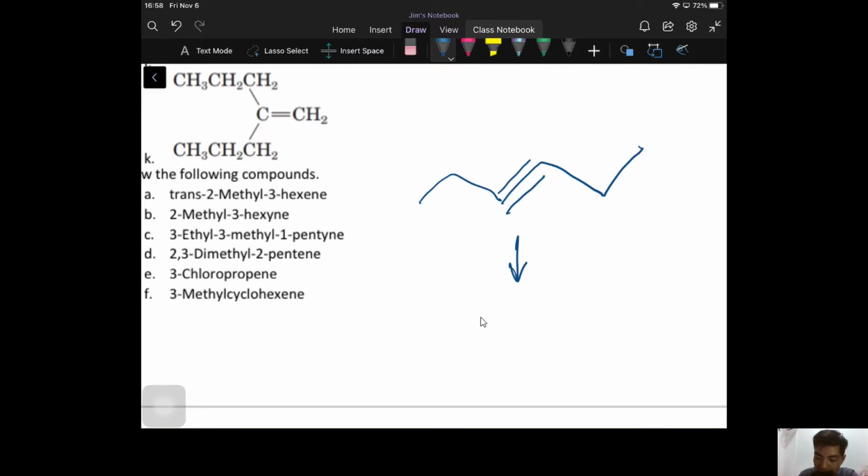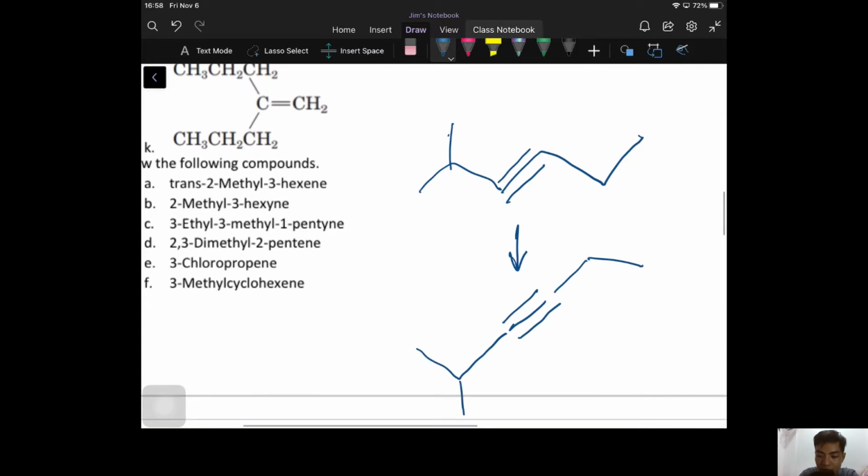So, paano gagawin yan? 1, 2, 3, 4, 5, 6. Okay, so ito yung itsura ng 2-methyl 3-hexyne. Ito yung 2-methyl 3-hexyne. Okay?